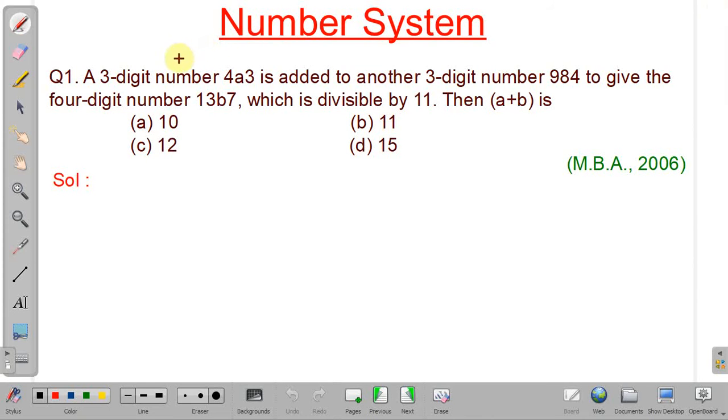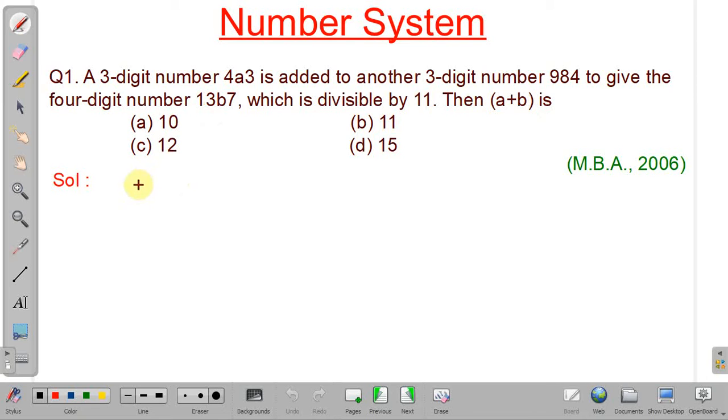So problem number one is a three-digit number 4A3 is added to another three-digit number that is 984 and the resulting number is 13B7 and information is given that the resulting number that is 13B7 is divisible by 11. Okay, then we have to find A plus B. So how we can solve this?